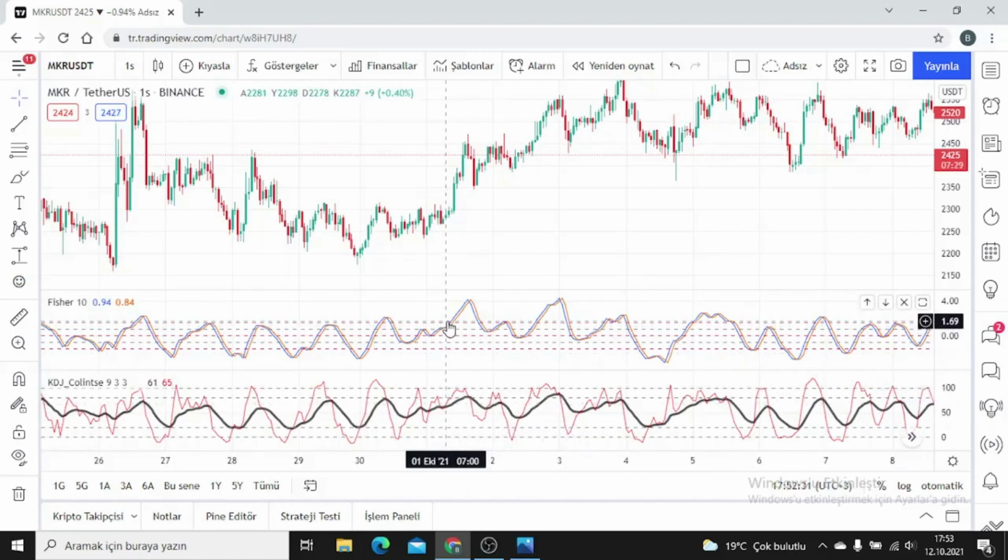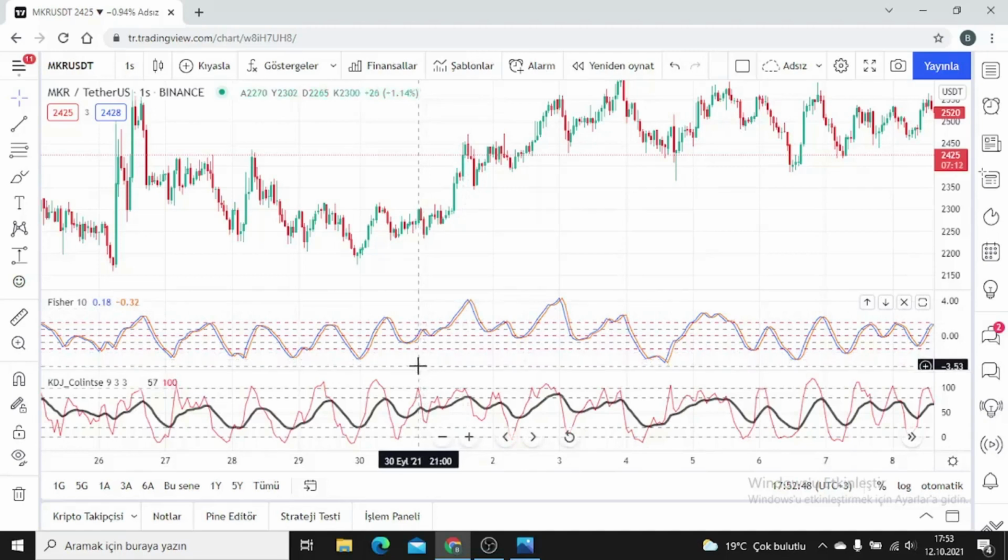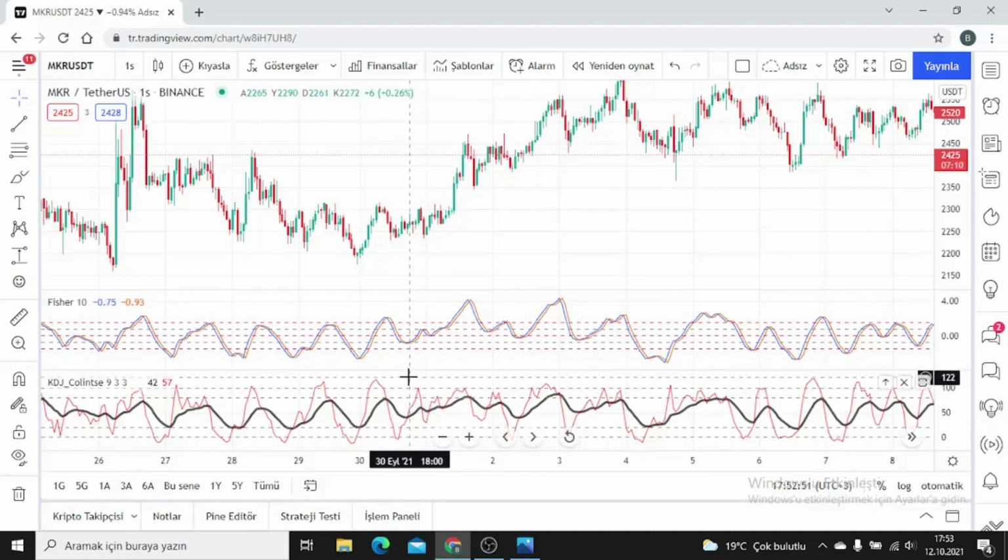As you can see, friends, we get the sell condition from the Fisher indicator. There is a sell condition. I'm trying to find any fake signals. Can we consider this as a fake signal? So if we enter here, we are already in profit. Let's see if there is any difference.